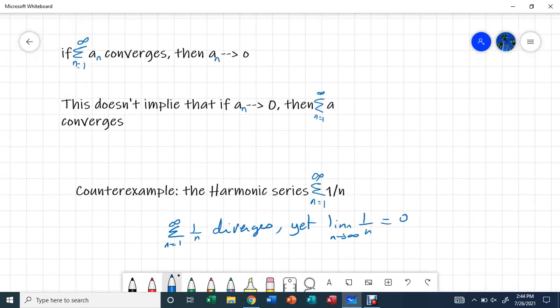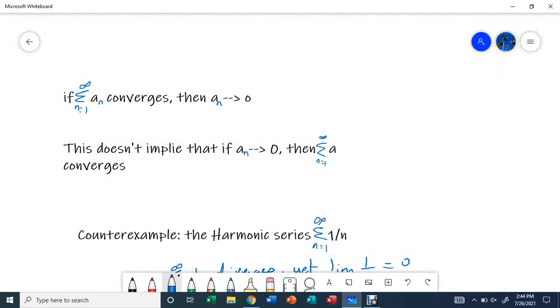What I mean is, if the series a_n converges, then a_n goes to 0. This goes just in this direction. But the other direction is not true. If a_n goes to 0, it doesn't mean the series a_n converges. It can converge, it can diverge, we don't know. So be careful with this theorem. It's just a one-direction theorem, it's not an if and only if theorem.